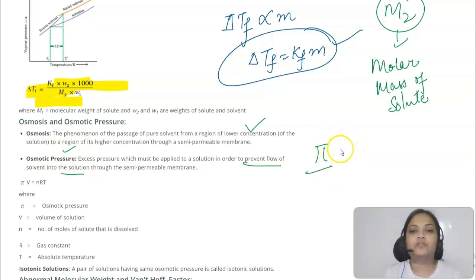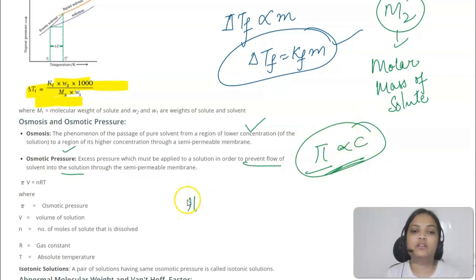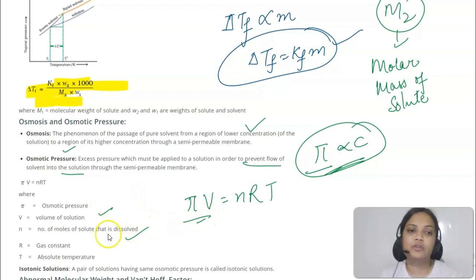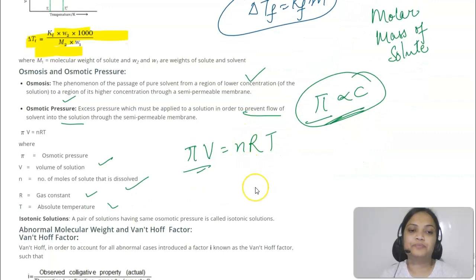So यहाँ पर ये जो है कंसंट्रेशन के डायरेक्टली प्रोपोर्शनल रहता है. So if we solve this, it becomes pi V is equal to nRT. यहाँ पर जो V है आपकी वो वॉल्यूम ऑफ द सॉल्यूशन रहेगी, n is the number of moles of solute, R is the gas constant and T is the absolute temperature. क्योंकि यहाँ पर हम मोलालिटी की बात नहीं करेंगे, we will be talking about the molarity.